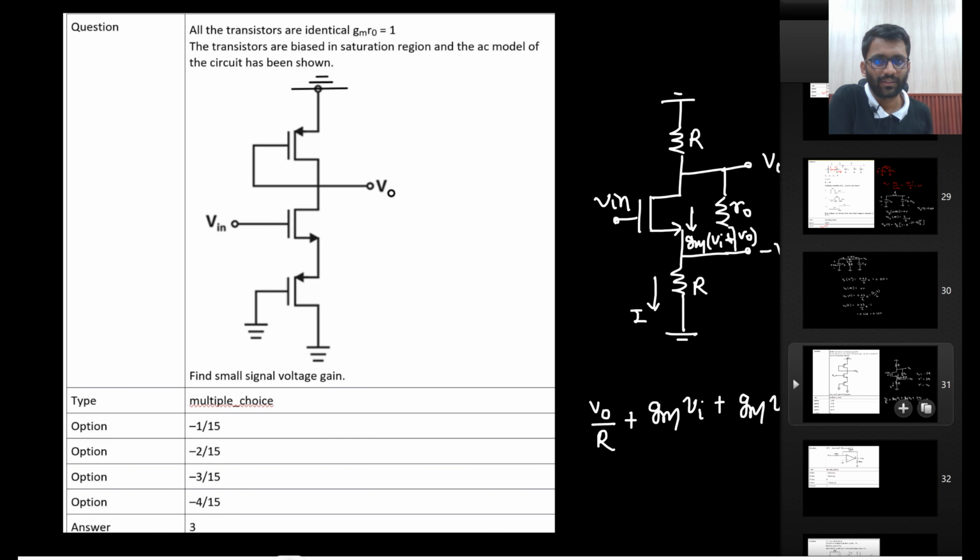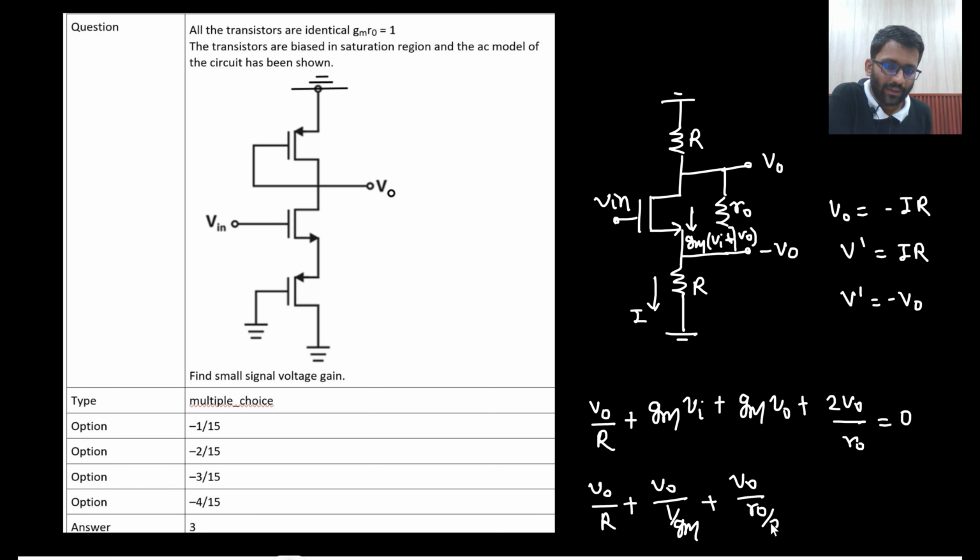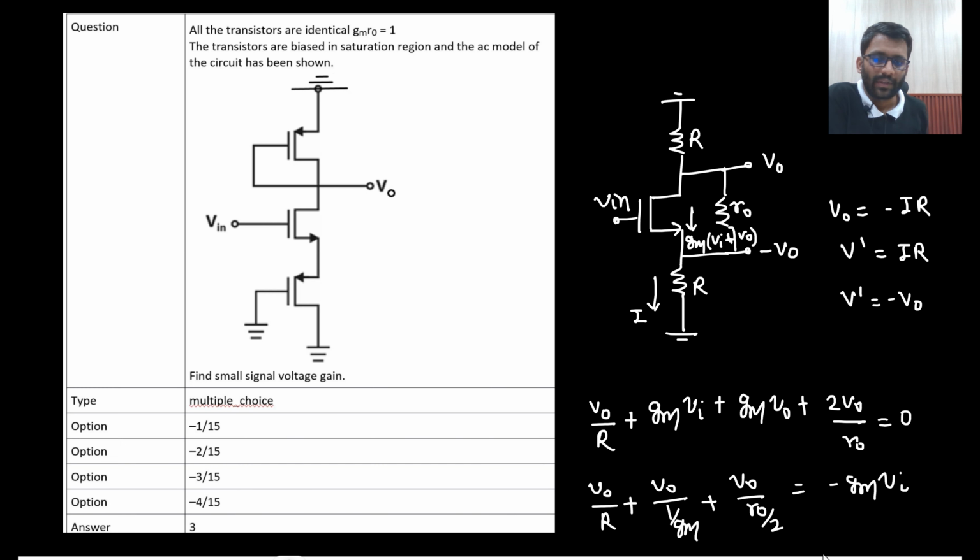I have to add a page. If you just keep on writing the things that you know, you will be able to get to the final solution. That's my short guarantee. Okay. So V0 by R plus V0 by 1 upon Gm plus V0 by R0 by 2. That would be equals to minus Gm V in. So V0 by V in would be equals to what? Minus Gm into R parallel with 1 by Gm parallel with R0 by 2.